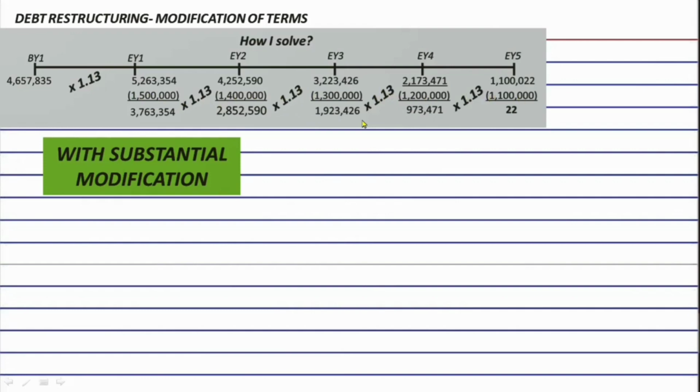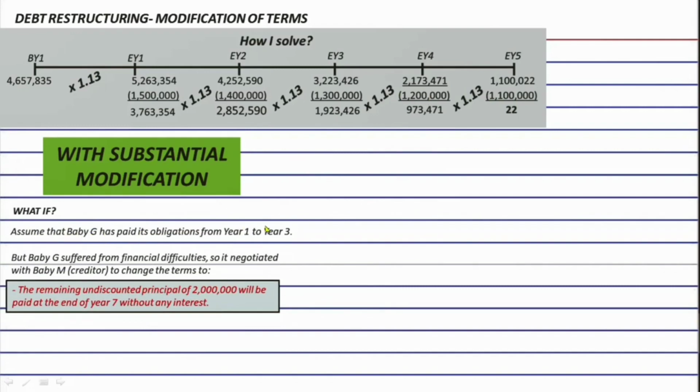Okay? Now, let's assume again that baby G only paid up to here at the end of the third year because baby G has suffered a financial problem. Okay? And because of that financial problem, baby G company asked the creditor that it will only pay the remaining principal balance of 2 million at the end of year 7 without paying any interest at all. Okay? So let's assume further that the creditor agreed to this new arrangement.